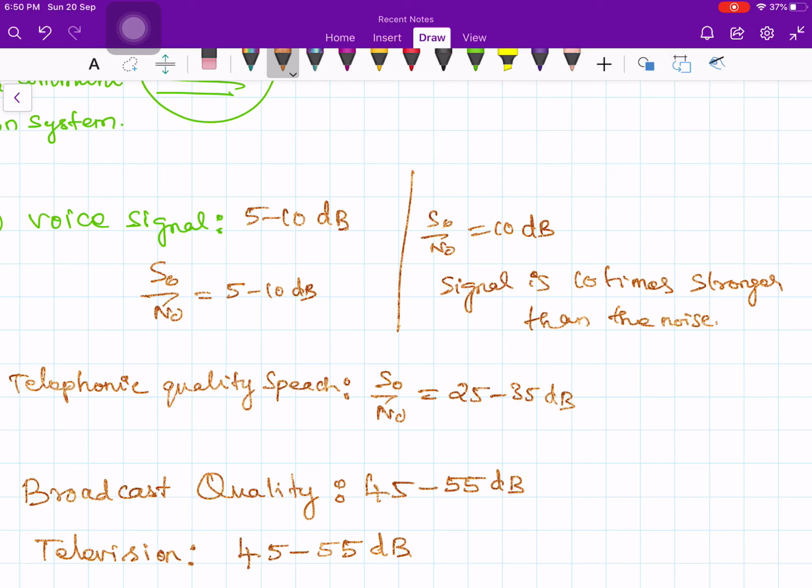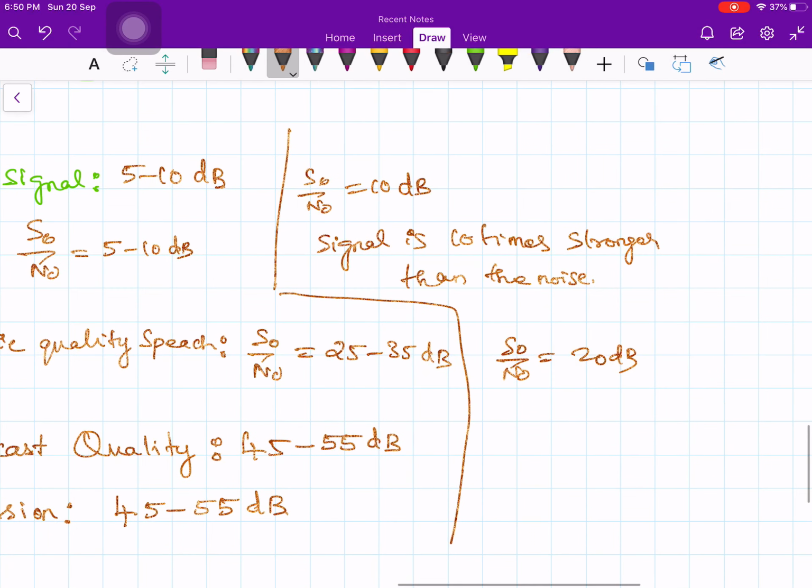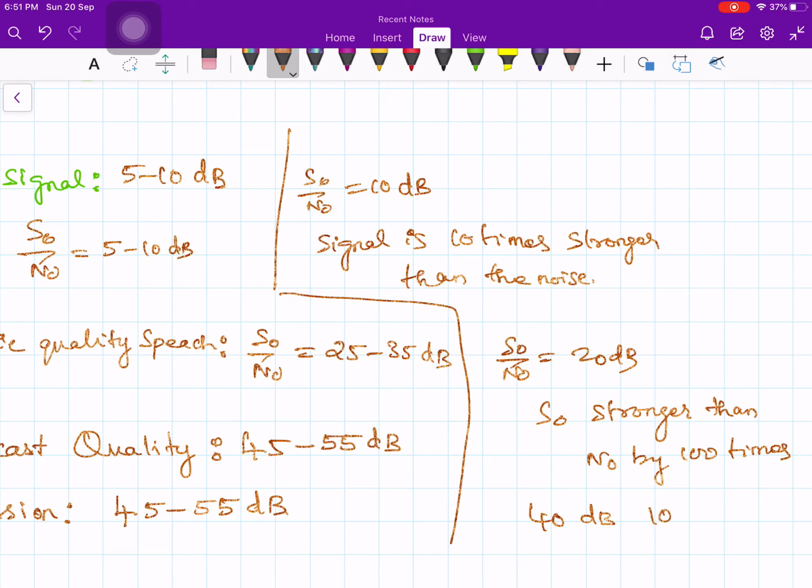If I say signal to noise ratio is 20 dB, what does it mean? Your S0 is stronger than N0 by how many times? 20 dB means 100 times. 40 dB means 10,000 times. 30 dB means 1000 times. So these are the intuition. These are the explanation of your dB.